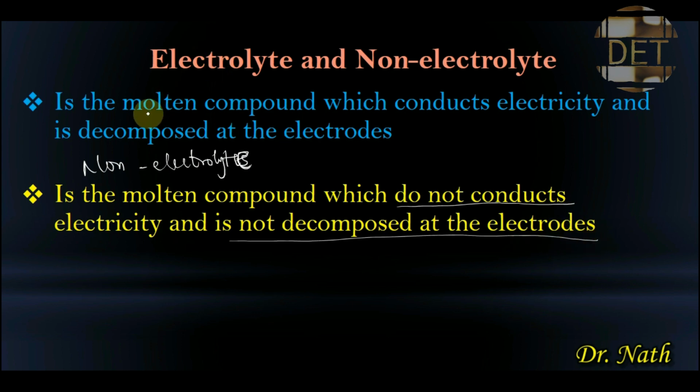So an electrolyte is a molten compound. It conducts electricity and is decomposed at the electrodes. A non-electrolyte is a molten compound. It does not conduct electricity and is not decomposed at the electrodes. So know the difference. One is a conductor and is decomposed at the electrodes. The other, a non-electrolyte, is a non-conductor and is not decomposed at the electrodes. So that's the difference between the two.